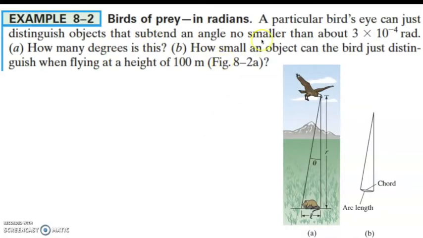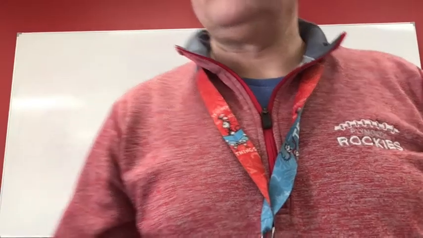Birds of prey. A particular bird's eye can just distinguish objects that subtend an angle no smaller than 3 times 10 to the negative 4th radians. How many degrees is this? And how small an object can the bird just distinguish when flying at a height of 100 meters? Interesting problem. Do it now.